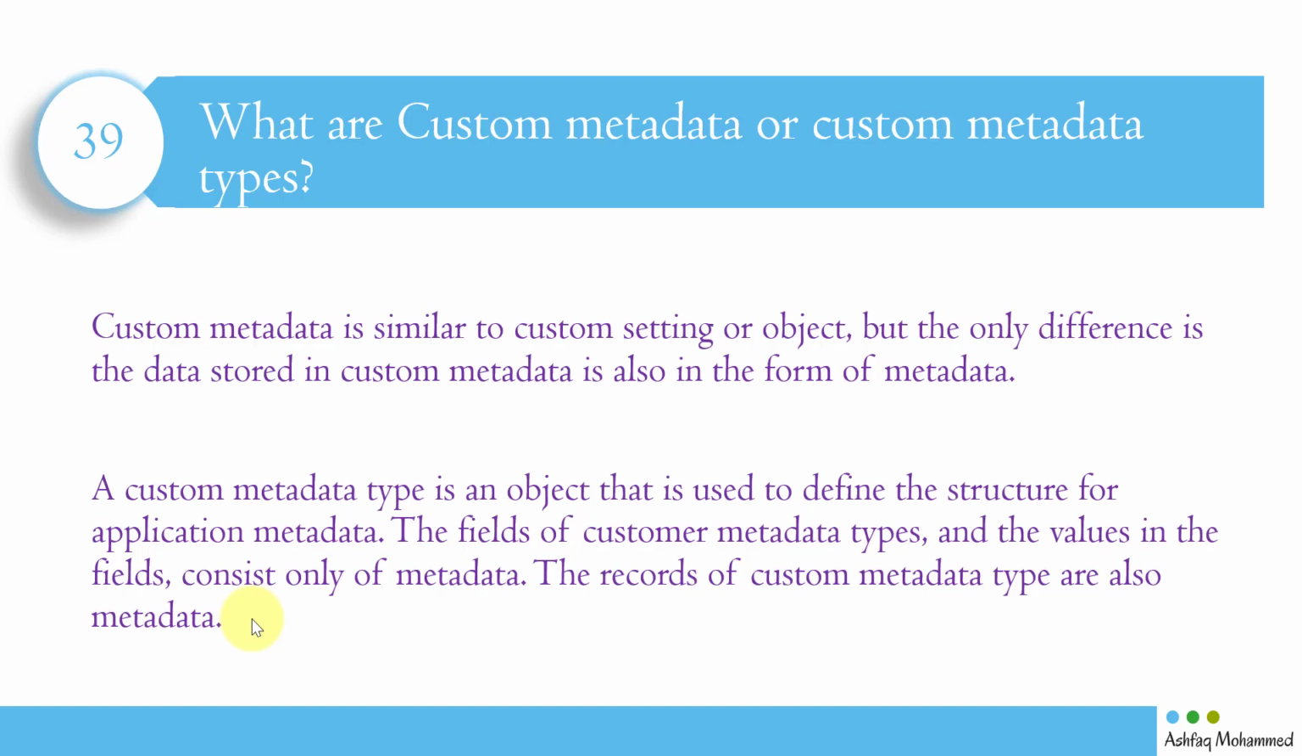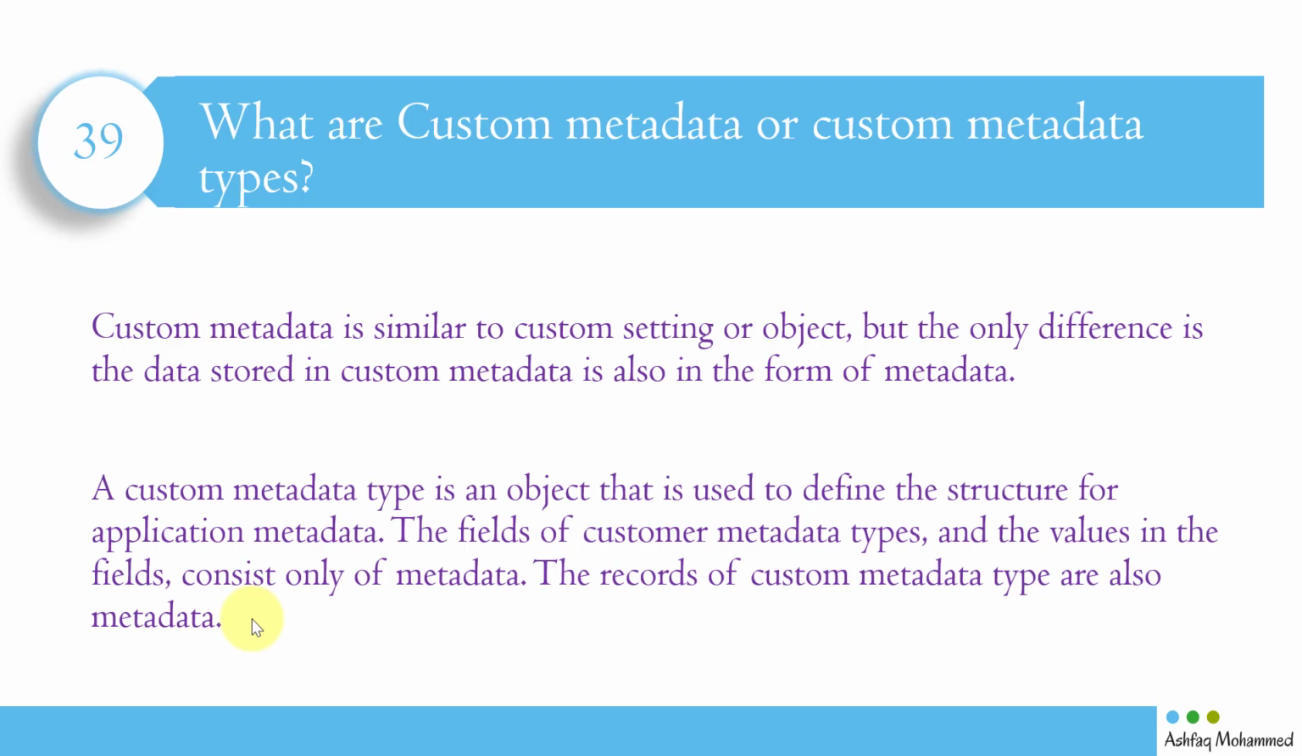So what we have to do is load it using some data loader or whatever it is, right? Or manually, some people create it manually as well, right? So we have to do that extra bit of work. But with custom metadata, even the data is stored in the form of metadata. So when you deploy the custom metadata, even the data is in the form of custom metadata. That is the reason we can use the deployment tool to deploy even the data, okay?